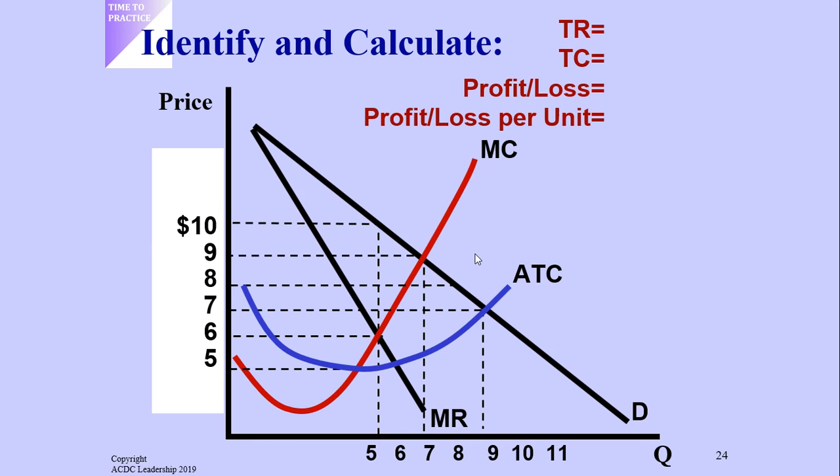Okay, so my total revenue is 50 because that is the $10 per unit times the 5 units that they're going to sell. What is their total cost? 25. How do I know that? ATC at 5 units is $5. So $5 times the 5 units, 25. So is it profit or loss? Profit of 25. What's the profit or loss per unit? 5, because that's the 25 in total divided by the 5 units. Okay, so that's how that looks.